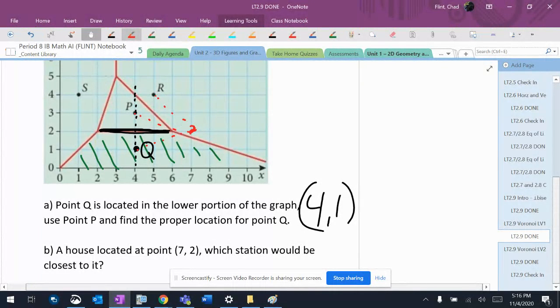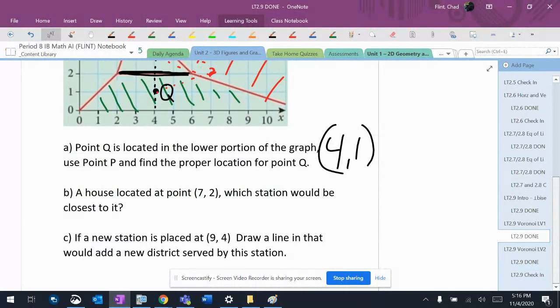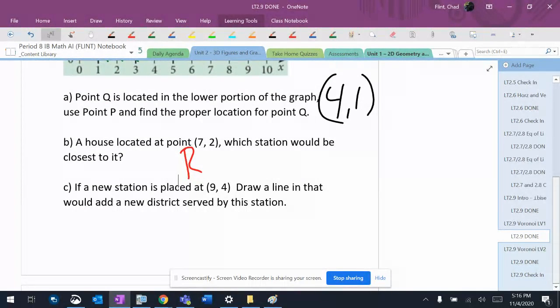But because it's in this very large area out here, it is going to be closest to R. Again, you could confirm that by doing all the distance formulas and trying to figure out what's going on, but you don't need to do that because it's all divided out. So we've got that going on right there. If you go to the last one, it says if a new station is placed at 9, 4, draw a line that would add a new district served by the station.